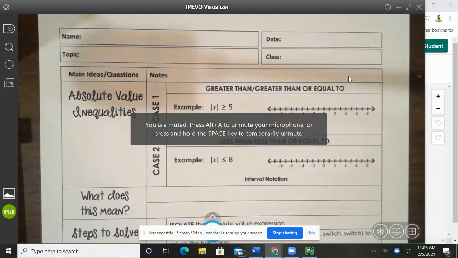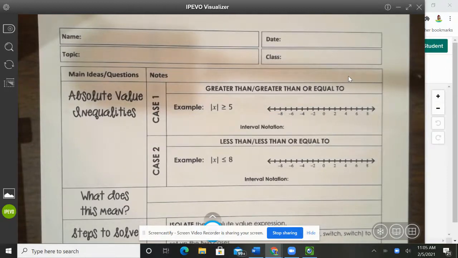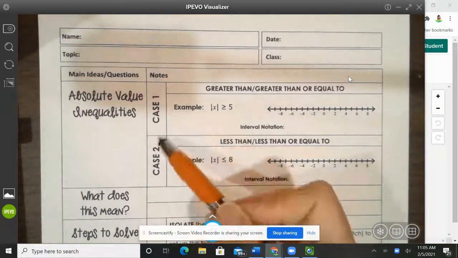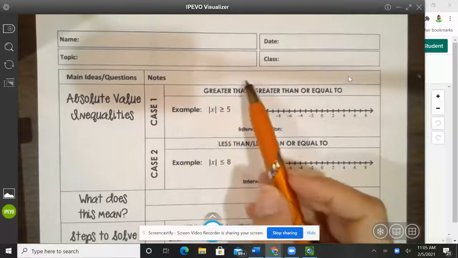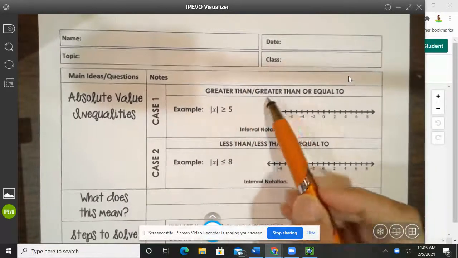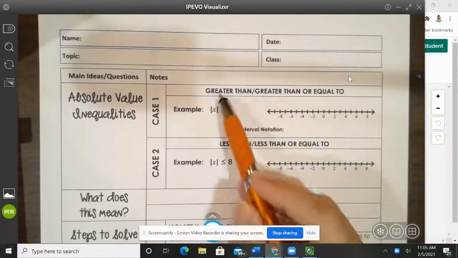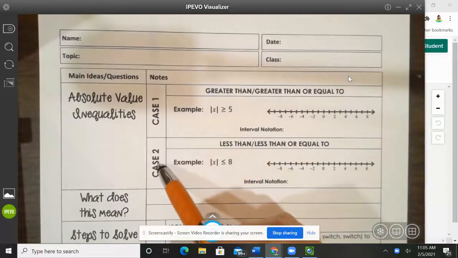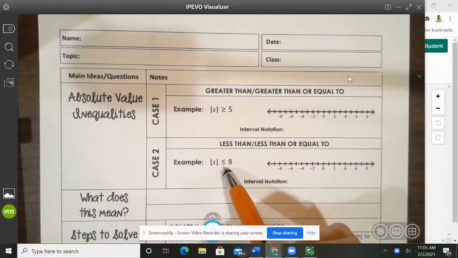Hi, so this week we are going to work on absolute value inequalities. All right, so we have two cases. We have greater than or equal to, that's case one. And case two is when you have the less than or equal to. So we have two cases here that we have to think about right now.